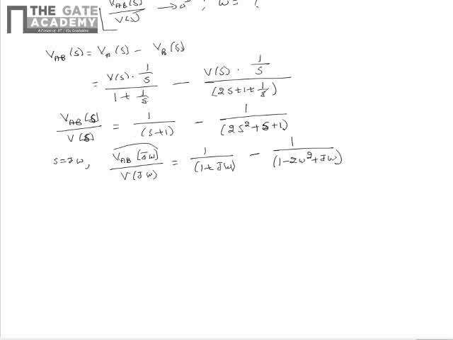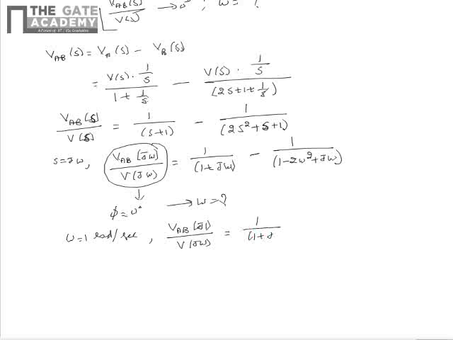So it is given that phase of this quantity on the left hand side is 0 degrees. We need to find the omega satisfying this condition. From the given options, we see that upon substituting omega equal to 1 radians per second, VAB of j1 divided by V of j1 can be simplified as 1 by 1 plus j omega minus 1 by minus 1 plus j.